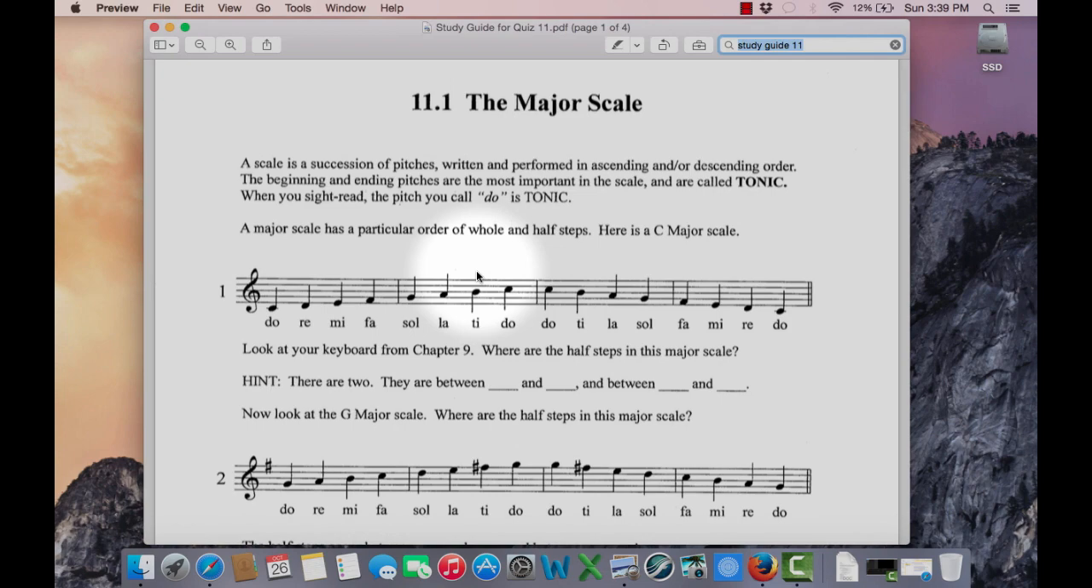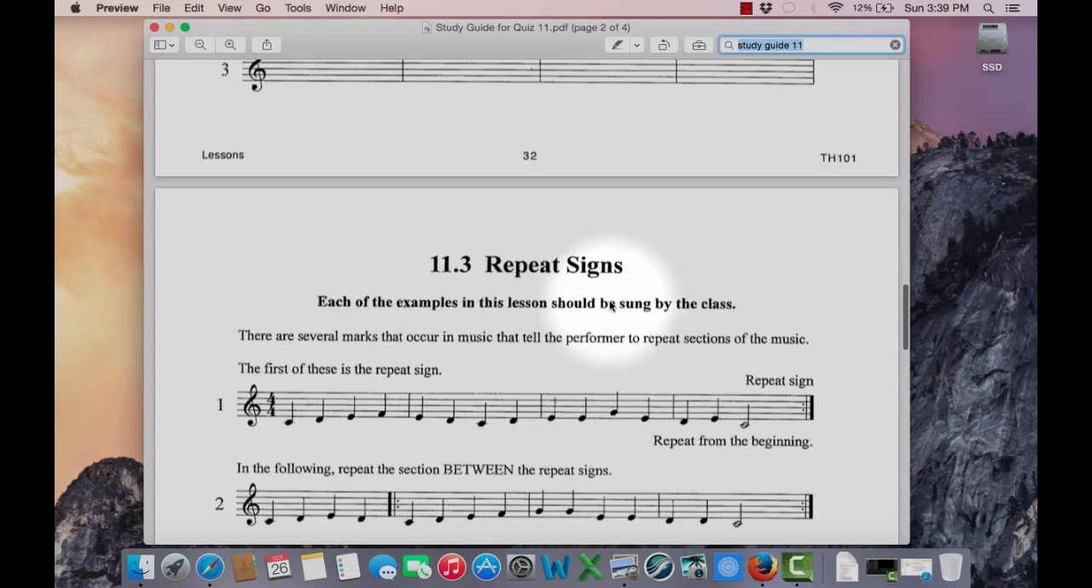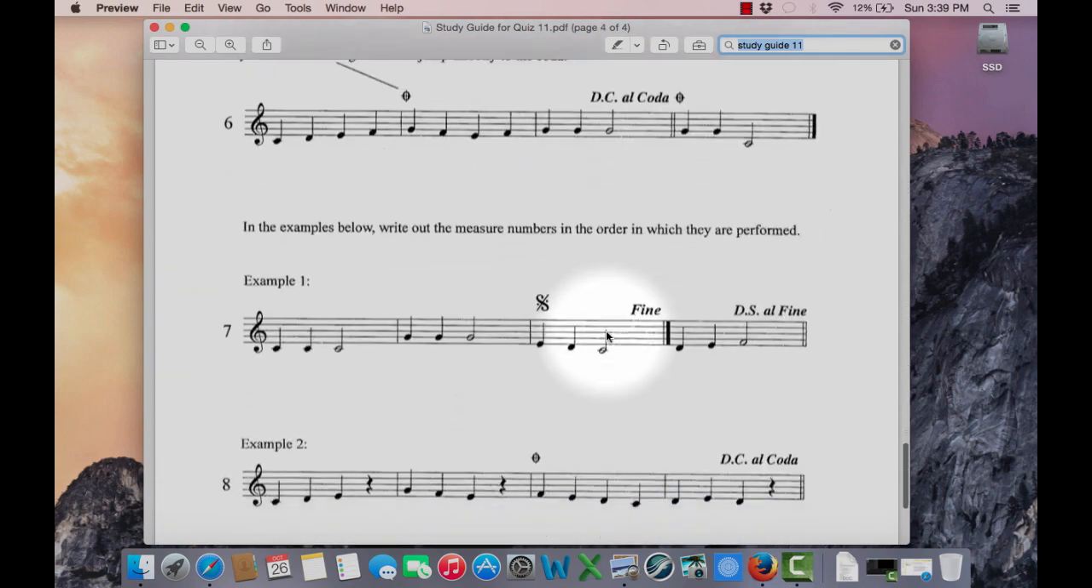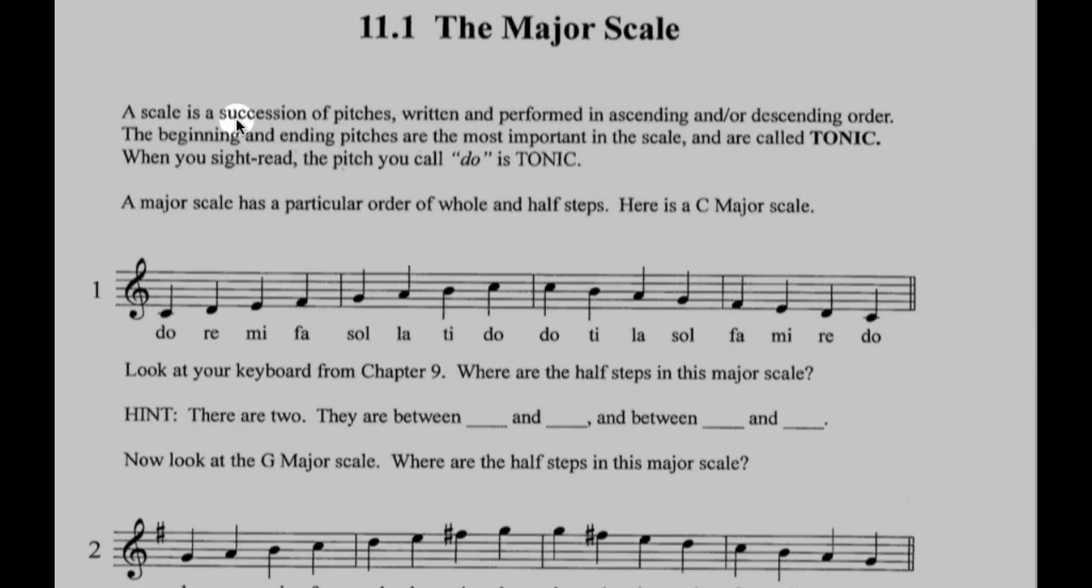Hi, this is the flip class video for study guide 11, and we will be talking about the major scale, tempo markings, and repeat signs. So let's begin with the major scale as a succession or a series or a number of pitches written and performed in ascending or descending order, going up or going down. The beginning and ending pitches are the most important in the scale and are called the tonic. A major scale has a particular order of whole and half steps.